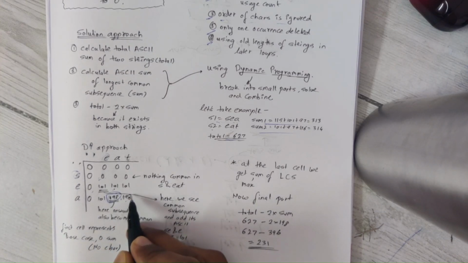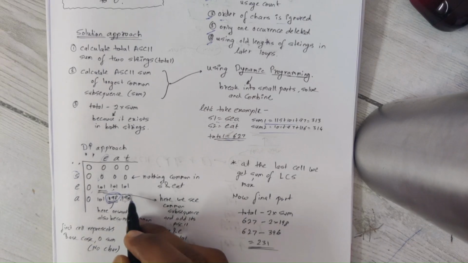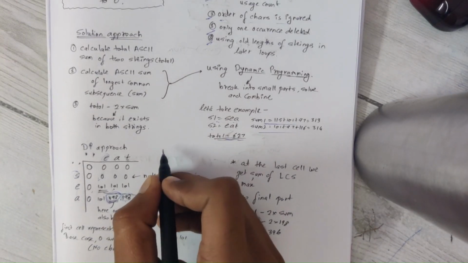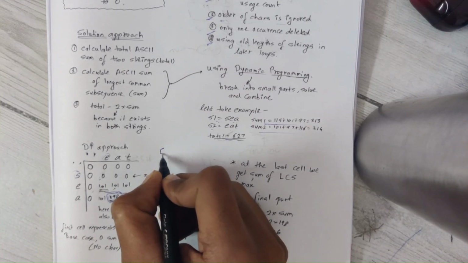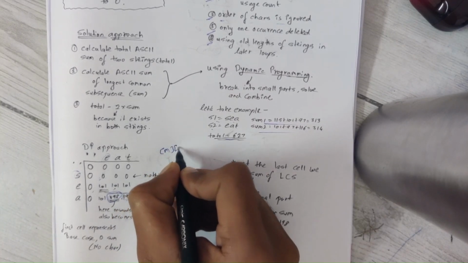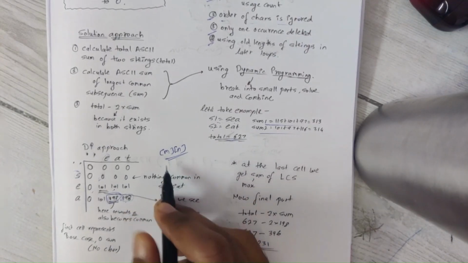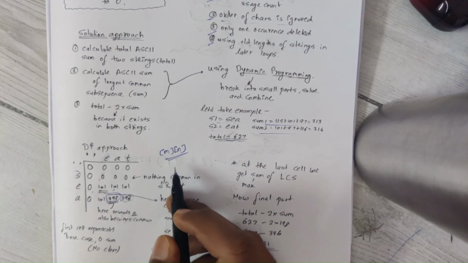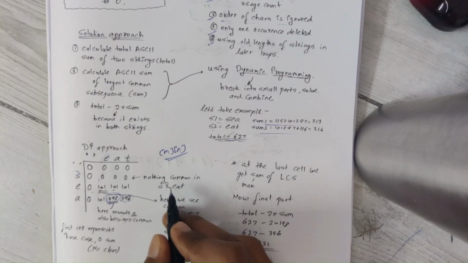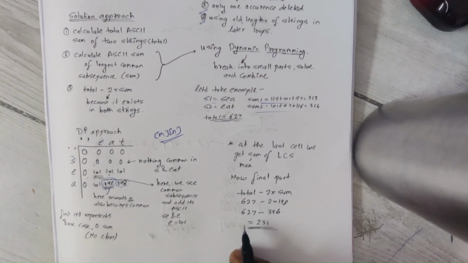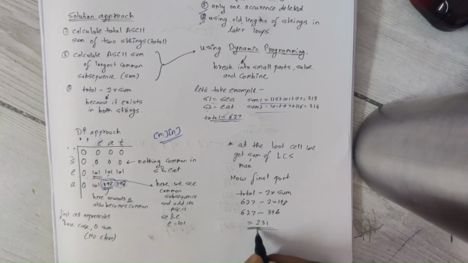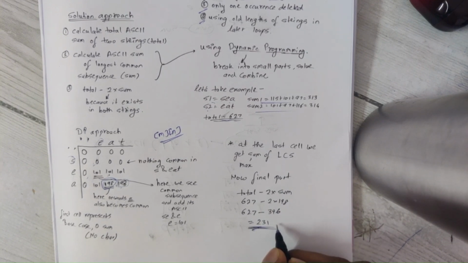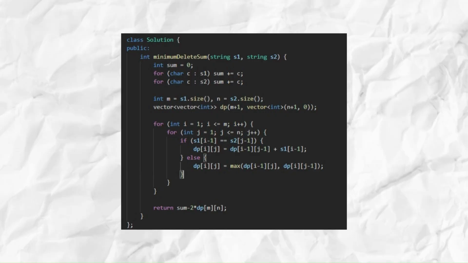And like this, when we come to the last block, that is, if the size of string 1 is M and the size of string 2 is N, then at the cell MN we will get the maximum sum. Now, deleting twice the maximum sum from the total, we get the minimum sum that is to be deleted to make the two strings equal. You can look at the final solution on the screen.